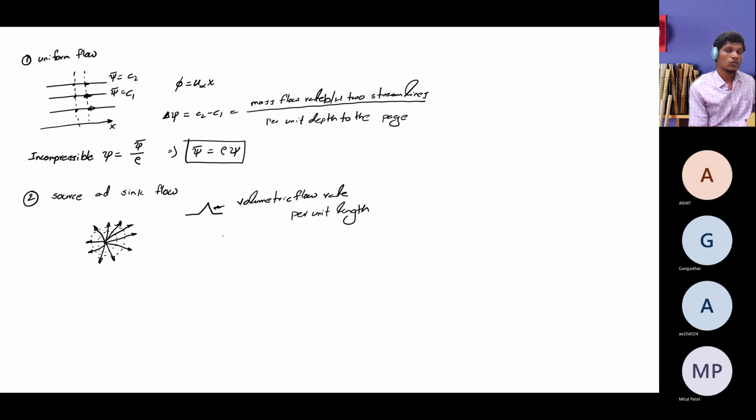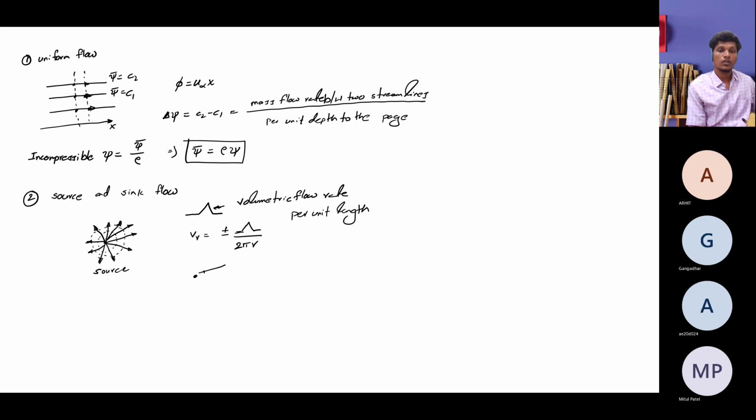Okay, so with this, if you want to identify the radial velocity at any point, that is given by Vr equals plus or minus capital lambda by 2 pi r. So why this plus or minus? What is it indicating? Plus indicates the source, that means the volumetric flow is towards the positive r direction. And if it is negative, that means a sink.